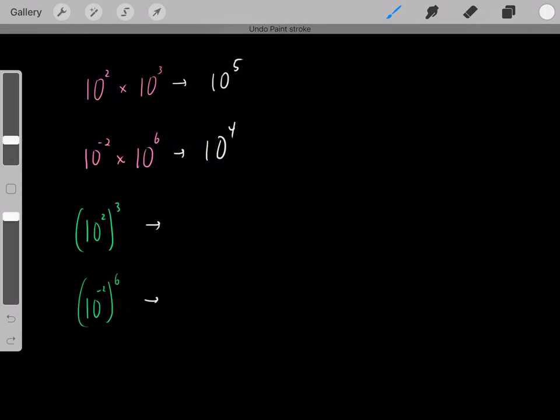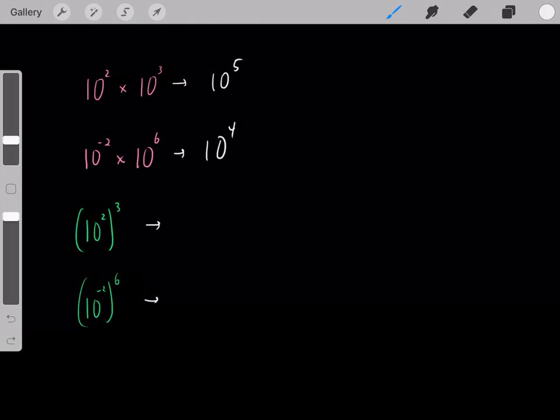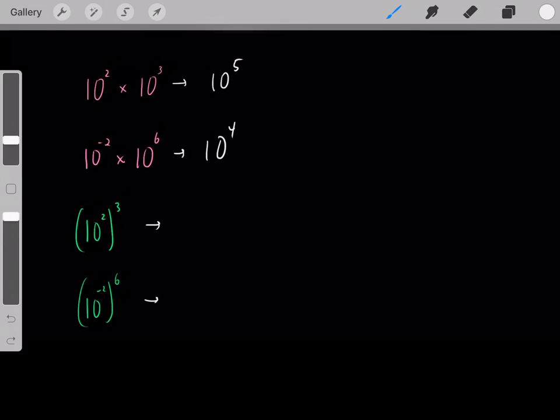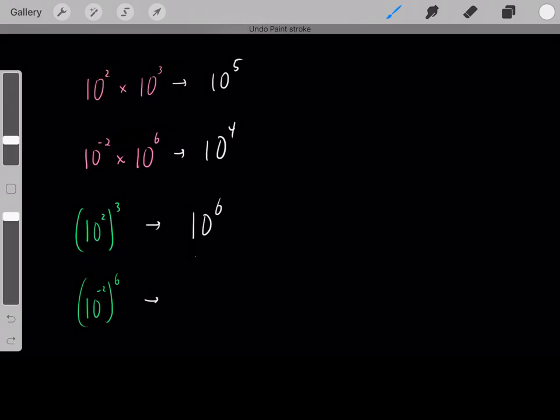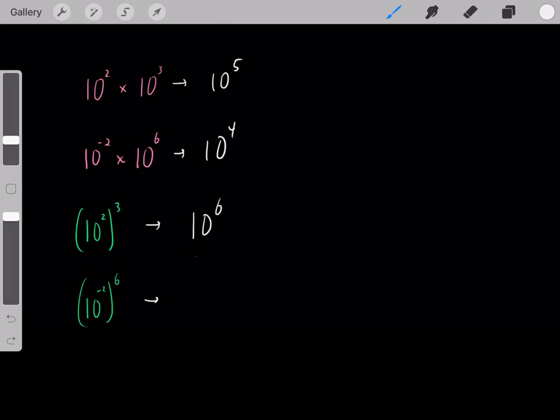We simply add these. But what if we have an exponent to a power? For example, 10 to the 2 to the power of 3. When you have an exponent to an exponent, you multiply those values. So this would be 10 to the 6. So what about 10 to the negative 2 to the 6th power? Well, again, in this example, you would multiply these powers. So that would be 10 to the negative 12.